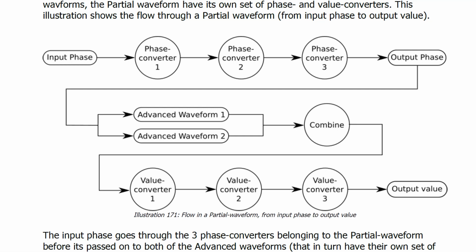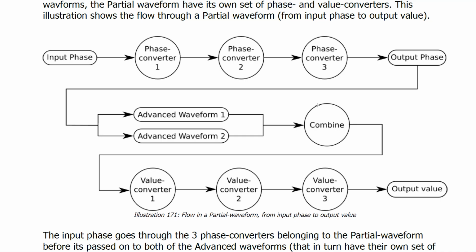Hi, in this video we're going to look at partial waveforms. A partial waveform is wrapped around two advanced waveforms, and it has its own three phase converters that can be fed into these two advanced waveforms, which again have their own phase converters and value converters. Then the output from these two advanced waveforms is combined, and it has its own three value converters that can even further change this combined waveform.